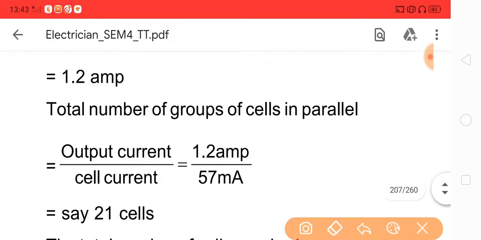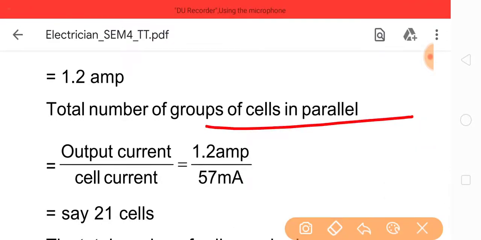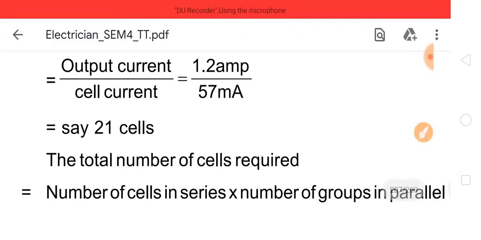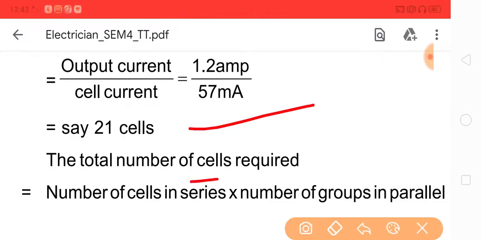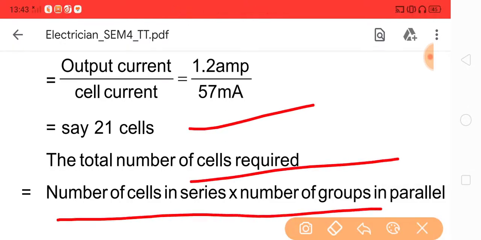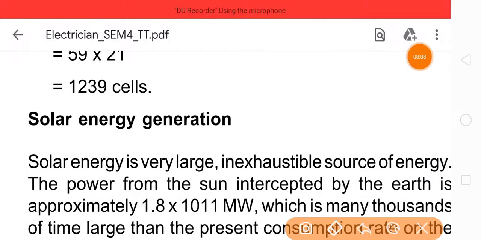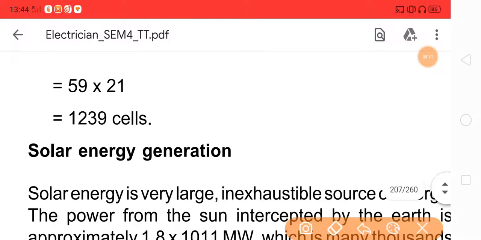The total number of groups of cells in parallel is output current 1.2 amperes divided by cell current 57 milliampere, say 21 cells. The total number of cells required is the number of cells in series times the number of groups in parallel: 59 times 21 is equal to 1239 cells.